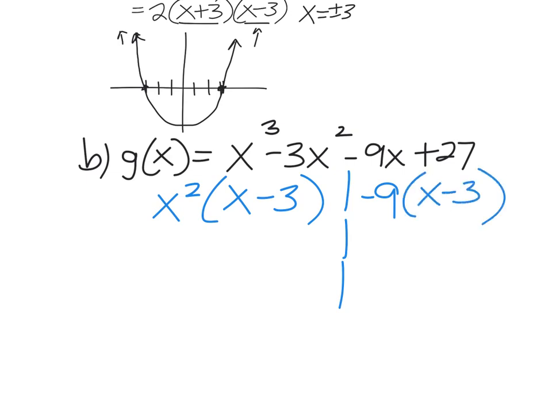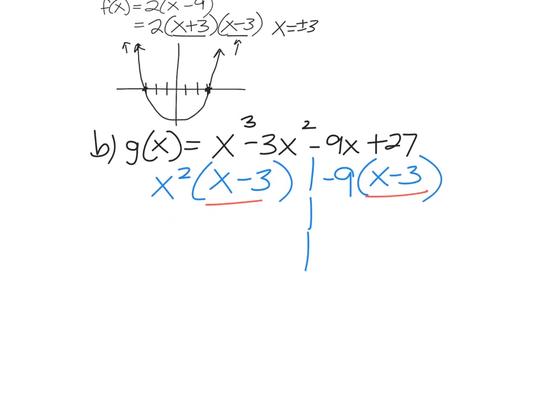Now, with grouping, that will always be the same. This and that will always be equal. So now let's get them together. We're going to factor an x minus 3 out to the front, and you're left with x squared minus 9.